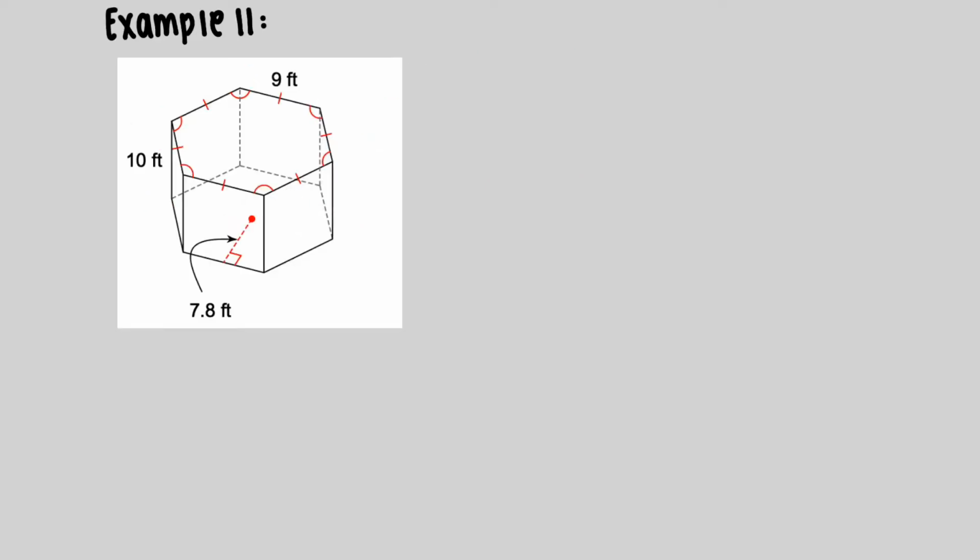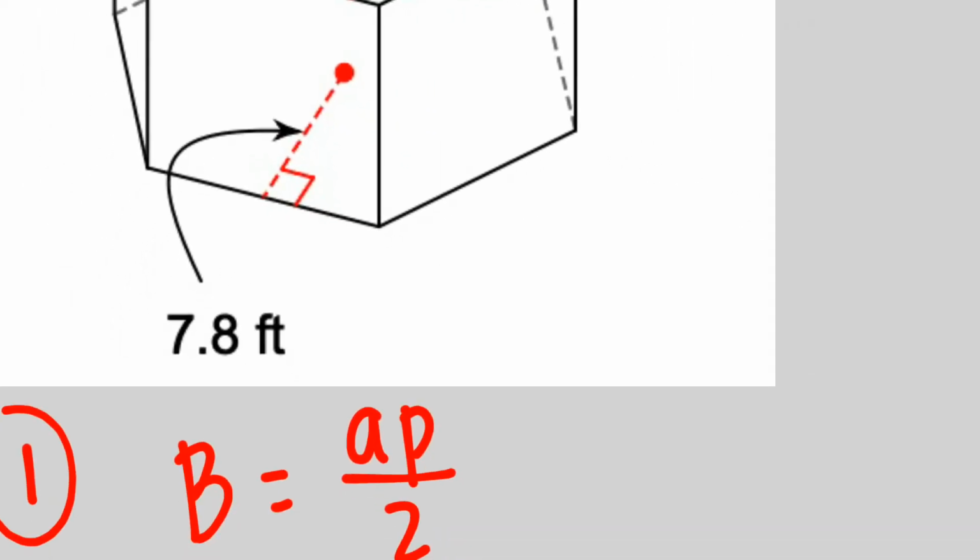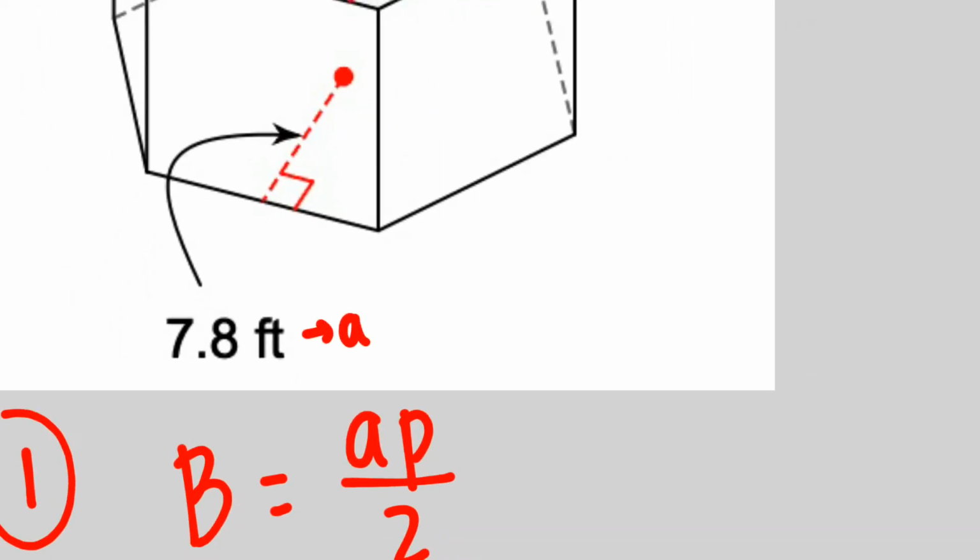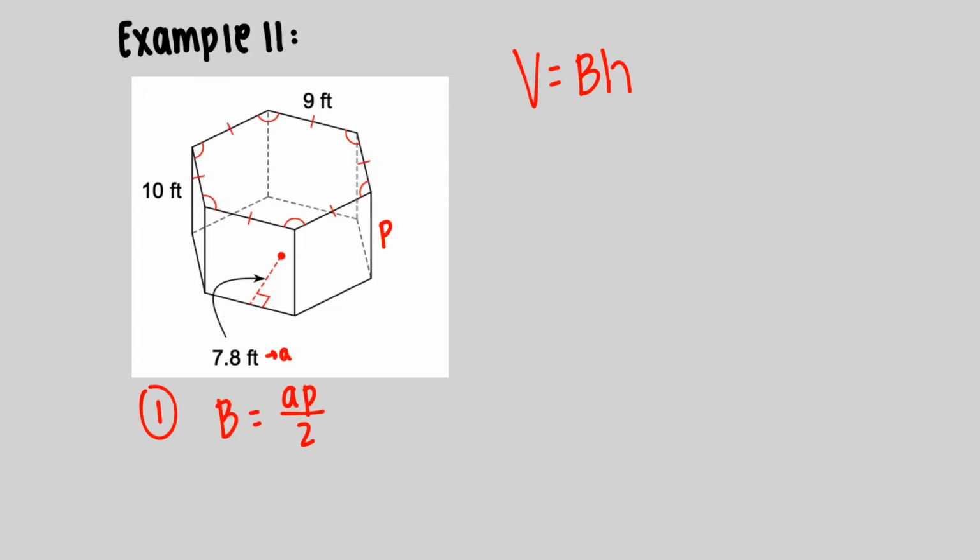And your last example for this, your volume is still the area of the base times the height. Again, I gave you another hexagonal prism. So 1, find the area of the base. Apothem times the perimeter of the base divided by 2. Your apothem is labeled right here, so I know 7.8 is my apothem. I need to find my perimeter of the base. I know each side length is 9 feet times there are 6 sides. So again, this is 54.